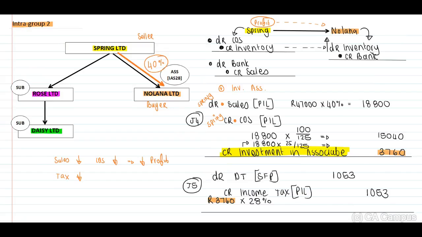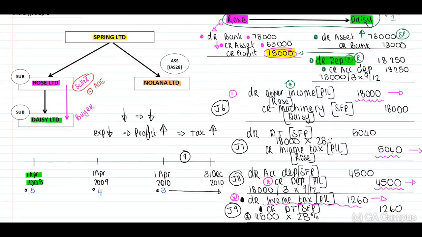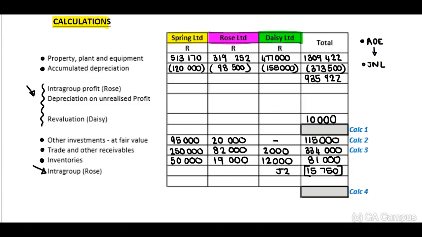Our next set of journals in terms of intragroup transaction number 2. Now, when you look at journal number 4, remember we have already accounted for the 3,760 in our calculation. Journal number 5, tax. Intragroup journals in terms of transaction number 3. Now, when you look at journal number 6, we credit machinery with 18,000. Therefore, immediately transfer this to your calculation. We credit our machinery with 18,000.